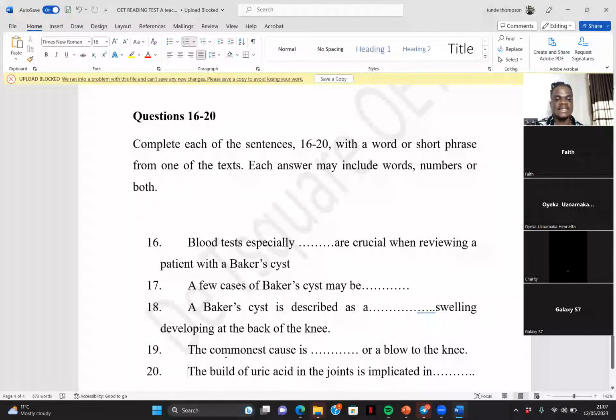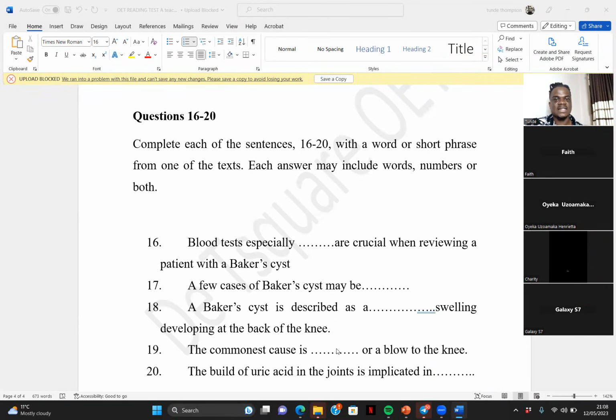Now let's look at question number 19. The commonest cause is dash or a blow to the knee. Let me see how many of you will get this one without making any mistake. The commonest cause is dash or a blow to the knee. Lillian said an injury. Charity said an injury. That's correct. So in this case, this will even give you a clue. If they say a blow, because they are giving you an option, anything that will be here will also be a noun like this. So it should be an injury.